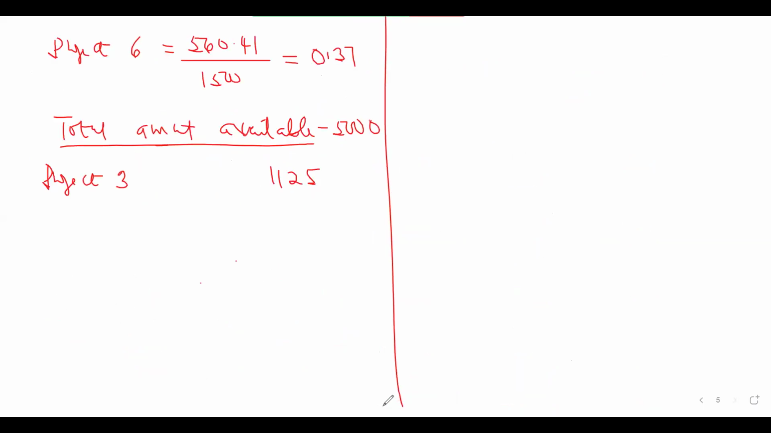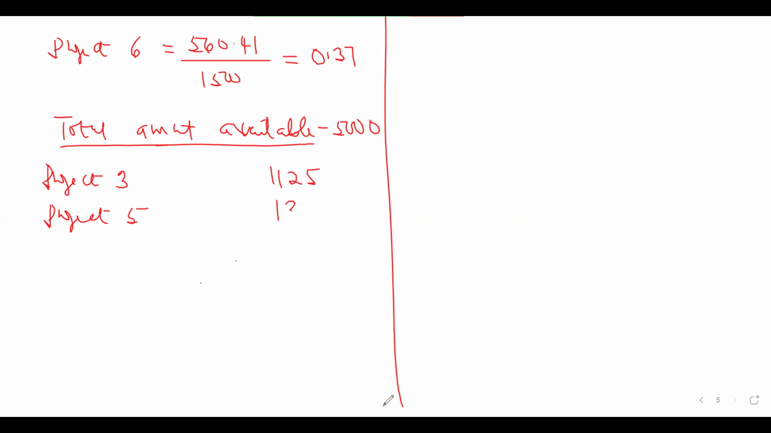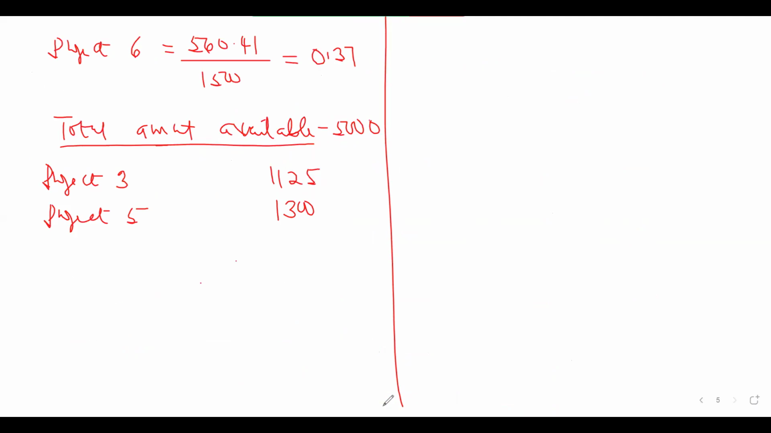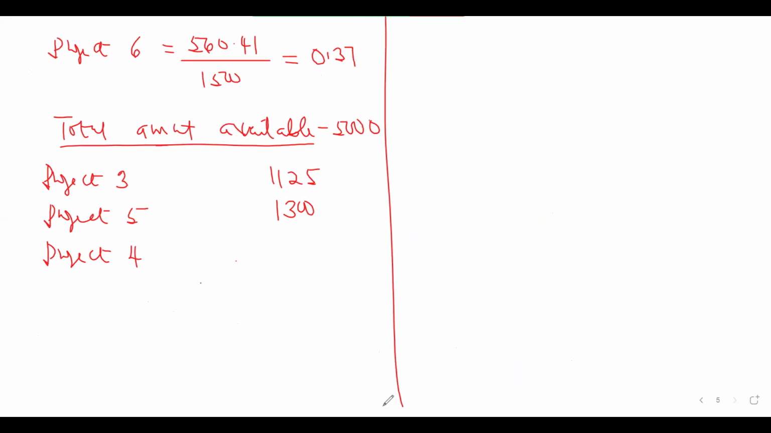Project 5. Okay, project 5. So project 5, how much are we putting there? 1,300. Okay, after spending 1,300, what will be the amount that will be left out of the remaining one? 2,575. Okay, so what is the next project that we have to undertake? Project 4. Okay, project 4, how much are we putting in there? 2,850. Okay, so how much will be left after spending 1,000? 725. Okay, we'll be left with 725.